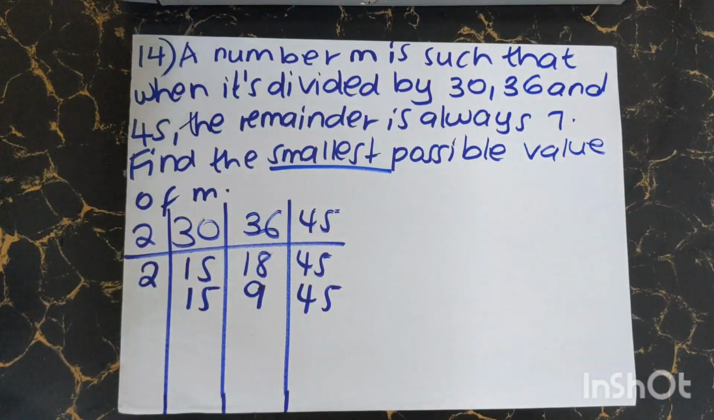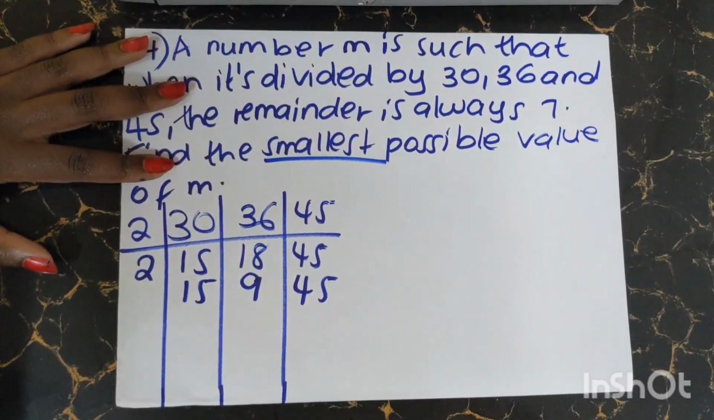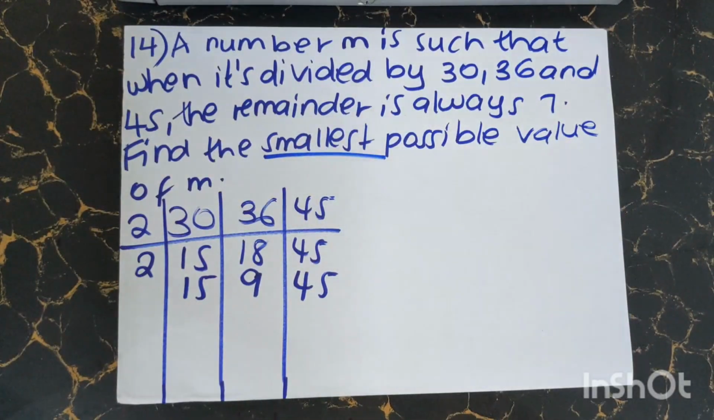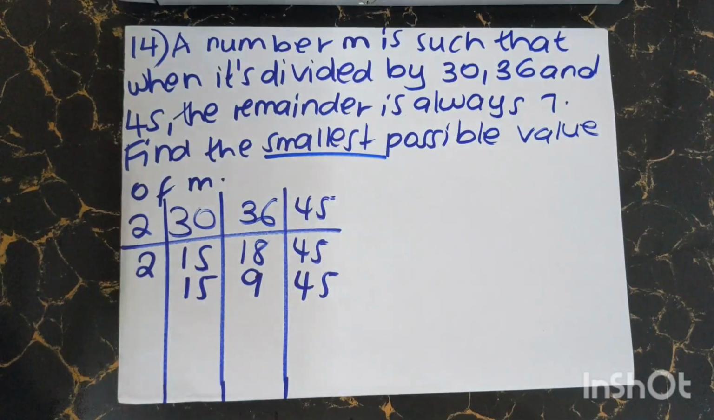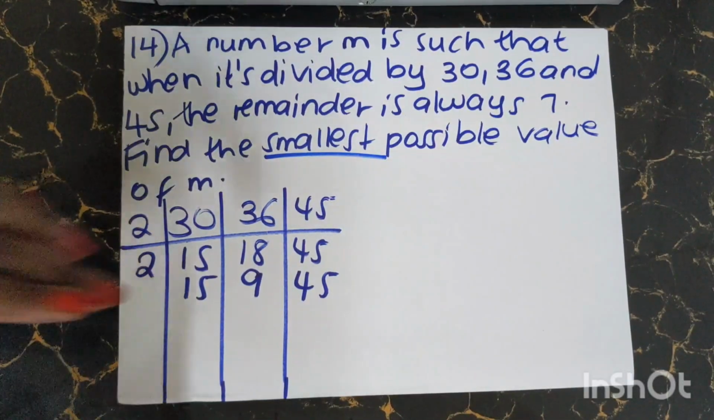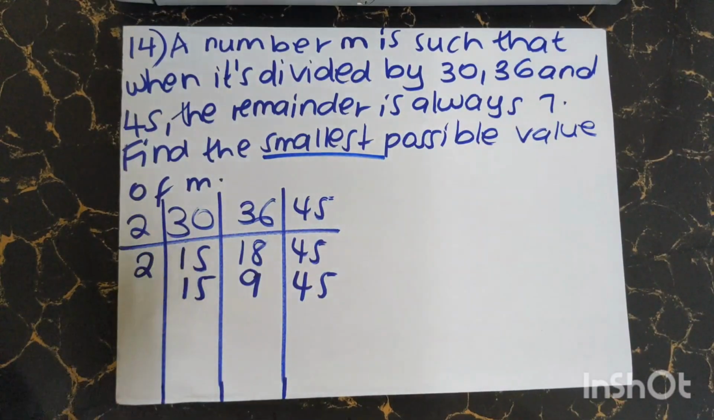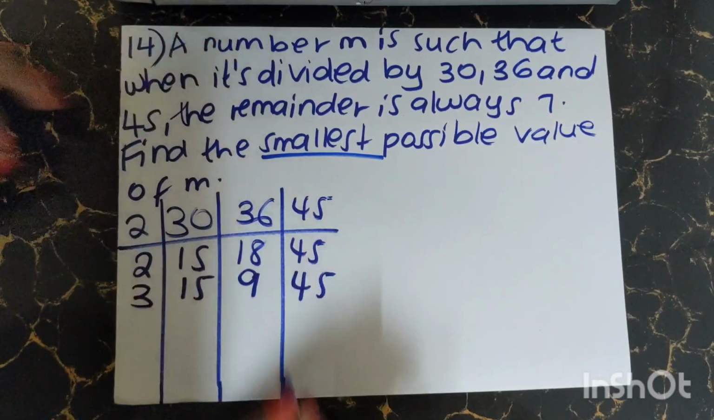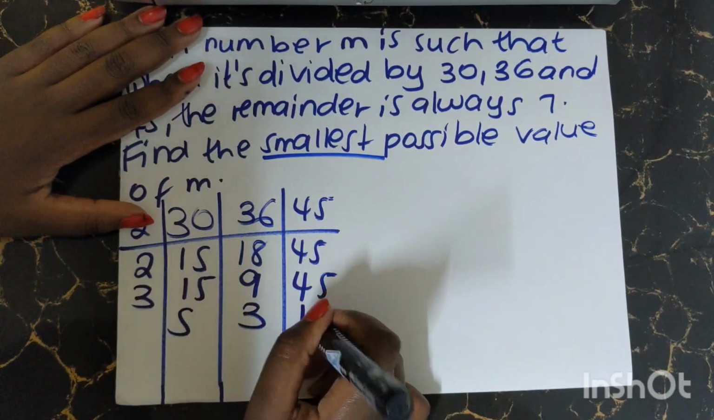Remember I said that a number is said to be divisible by 3 if when you add the digits in the number and you get 3 or a multiple of 3, then that means that that number is divisible by 3. And 1 plus 5 is 6, which is divisible by 3. So that means that this number is divisible by 3. 4 plus 5 is 9, which is a multiple of 3, so that means that 45 is also divisible by 3. So when you divide, you get 15 divided by 3 is 5, 9 divided by 3 is 3, and 45 divided by 3 is 15.